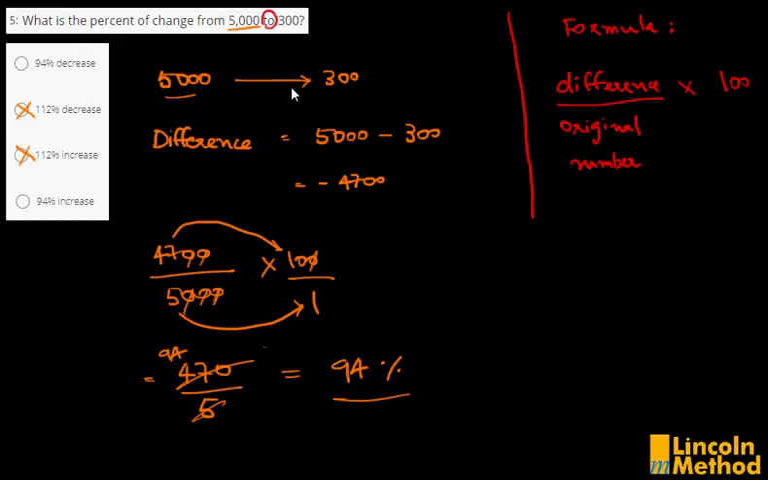So let's refer back to the question. What is the percent of change from 5,000 to 300? It's very obvious that there is a decrease in the value, as can be seen from this. It's a difference of negative 4,700, which means it's decreasing. What that means is that this last option is not valid as well. So the only option that we're left with is 94% decrease.